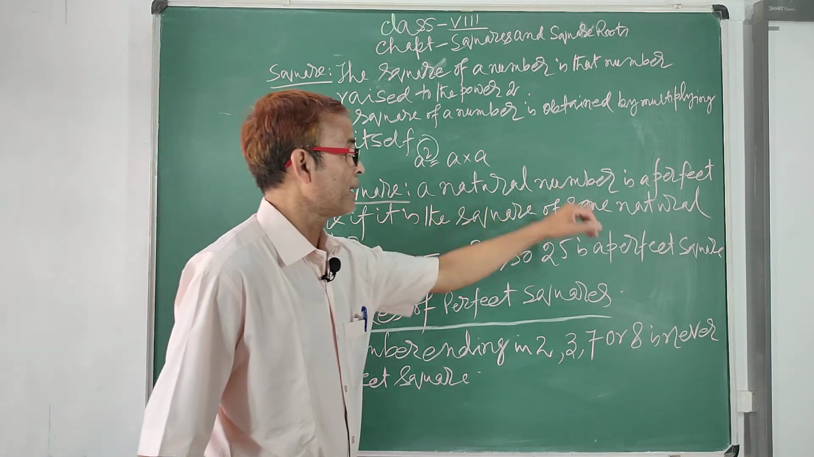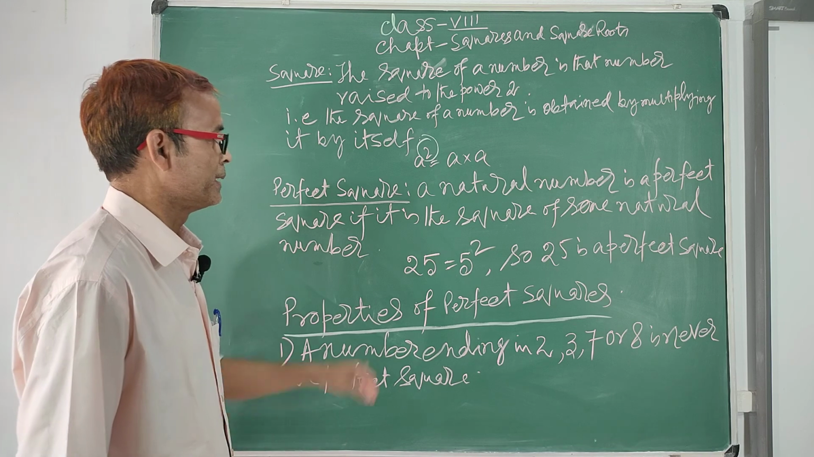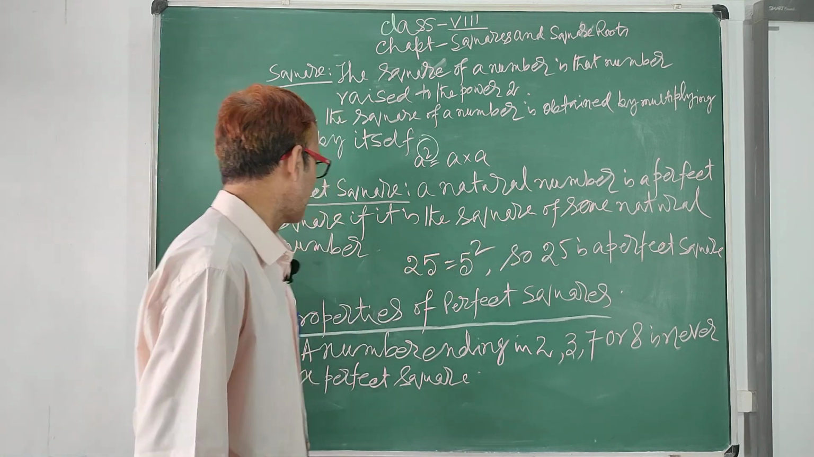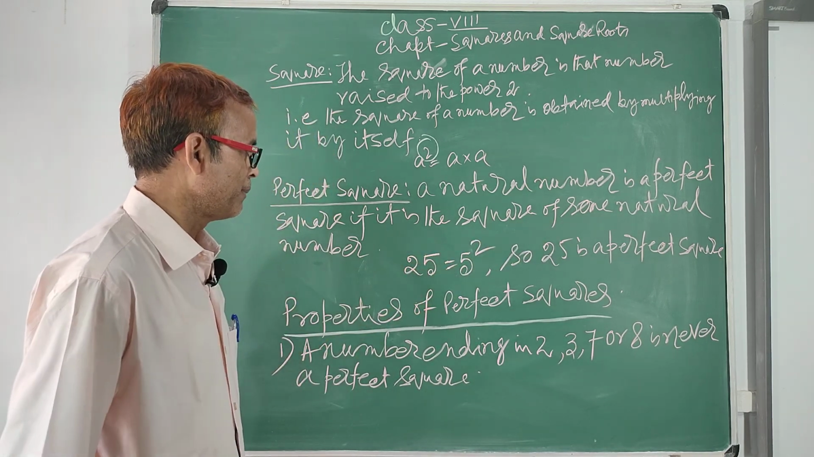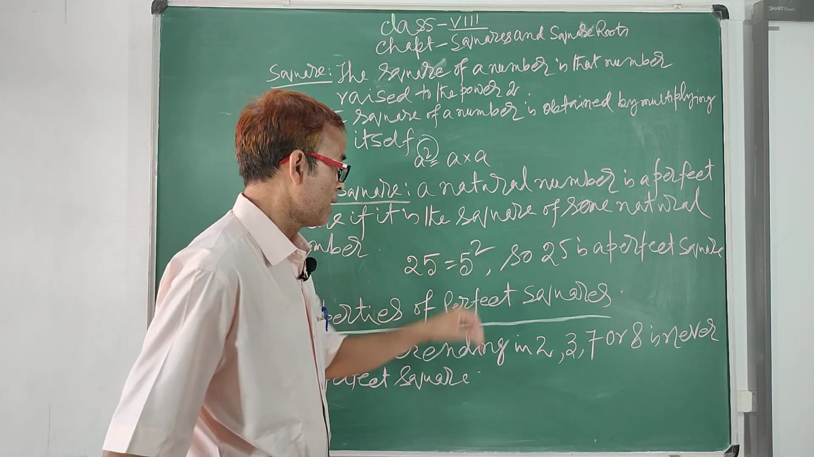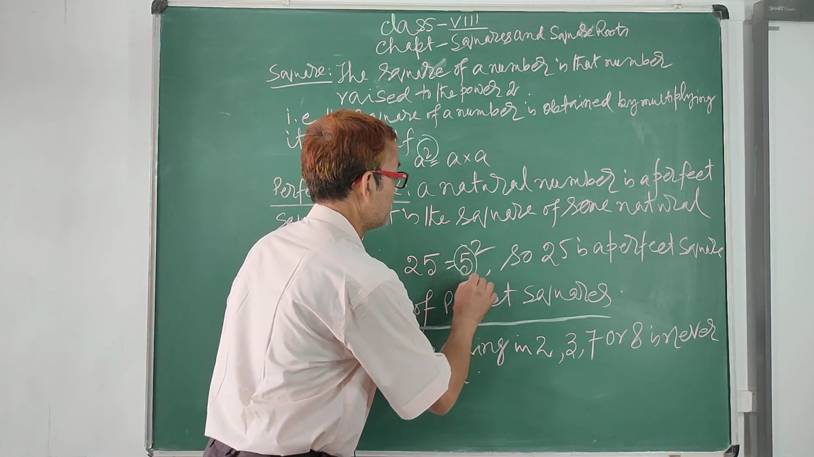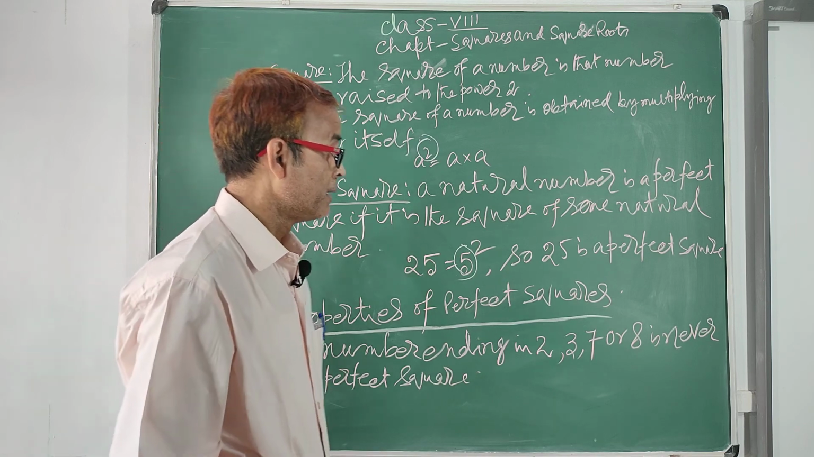Then the perfect square number. A natural number is a perfect square if it is the square of some natural number. For example, 25 is equal to 5 square. So the natural number is 5. So 25 is a perfect square.